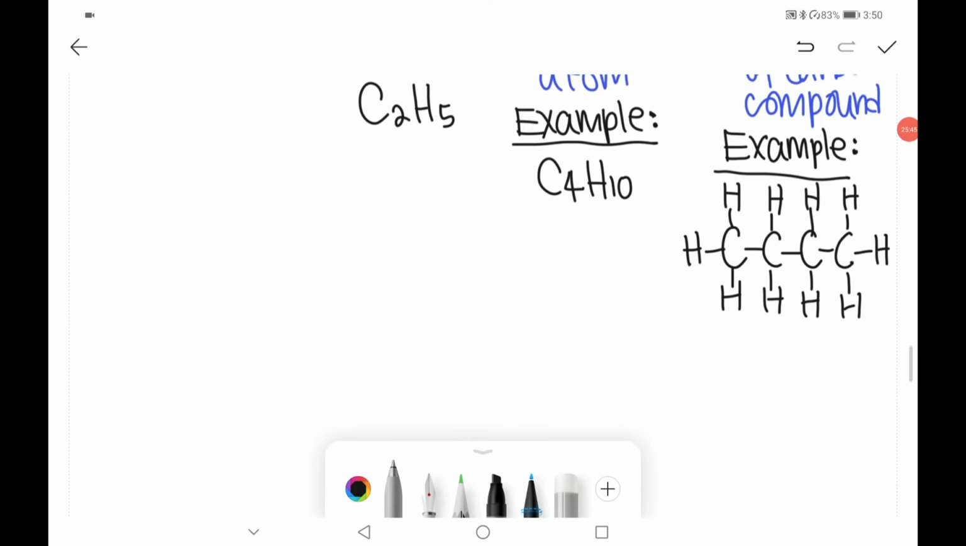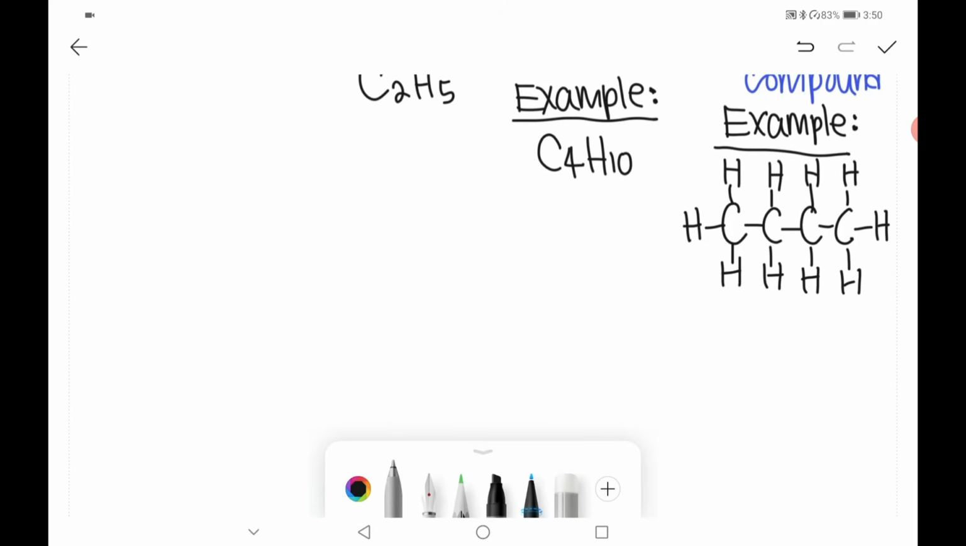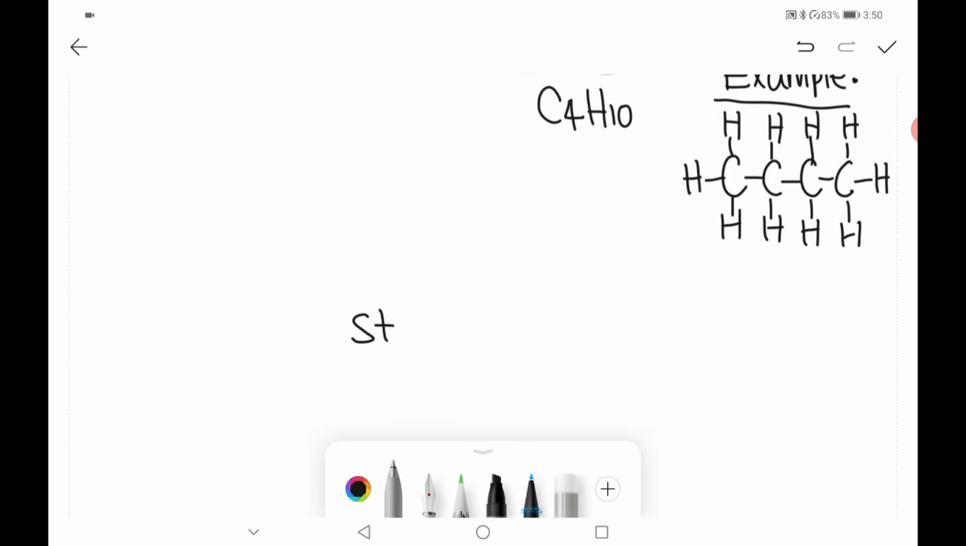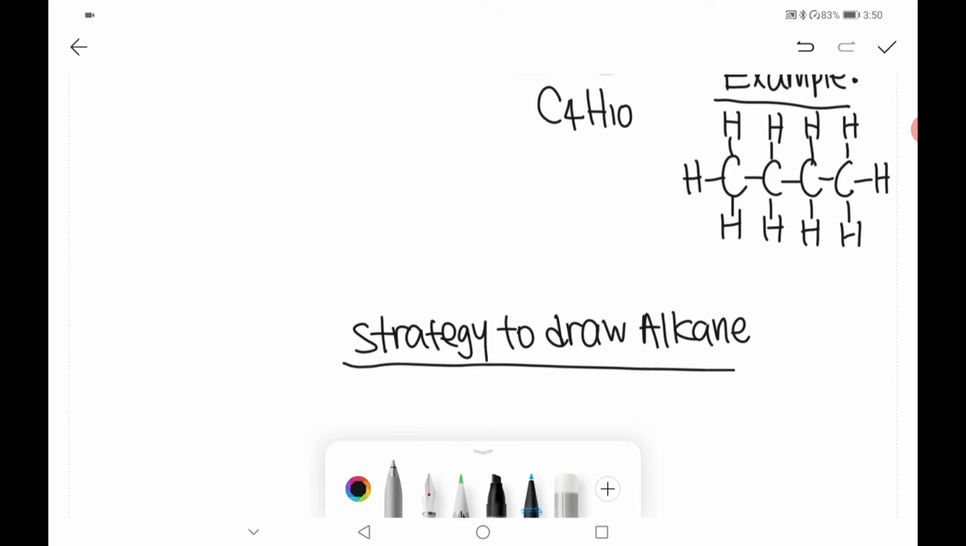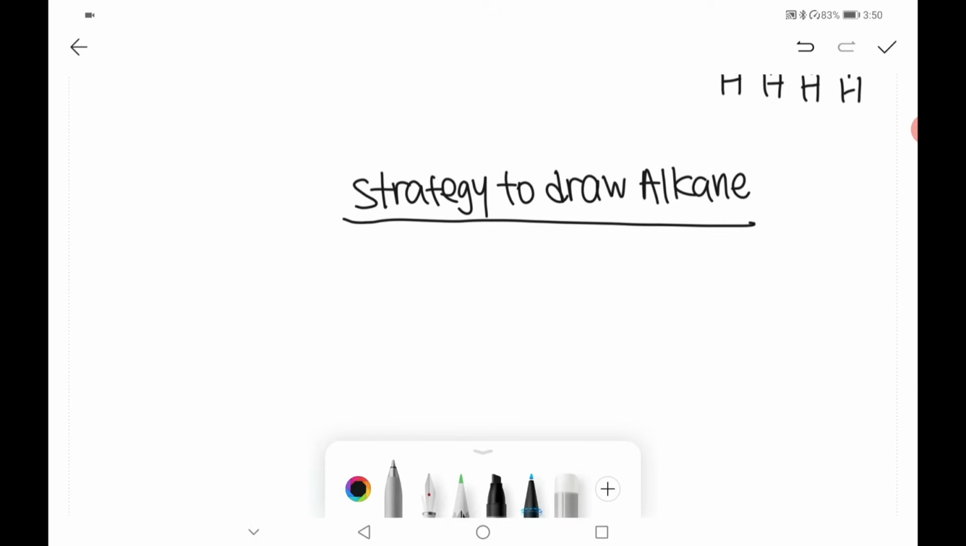Okay, so now I will show you the strategy on how to draw alkane. This is the step-by-step, or we call it the strategy. If you want to draw alkane, this is the strategy that you can use. To draw alkane, the first thing you always need to start with is drawing carbon. Draw all the carbon atoms first.